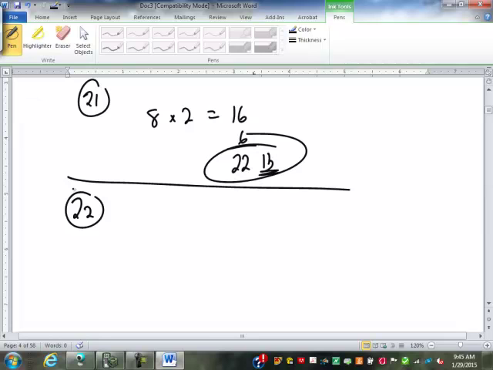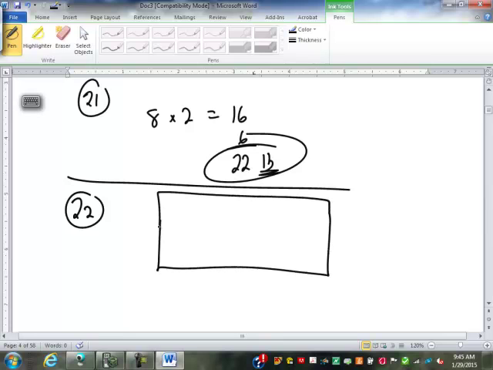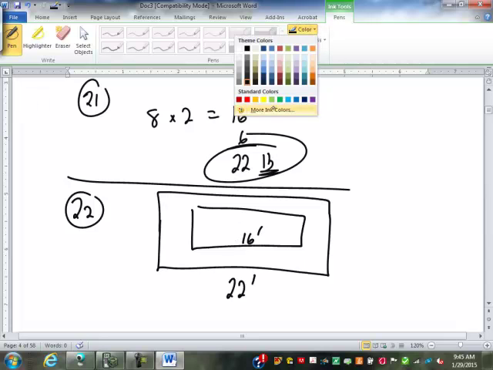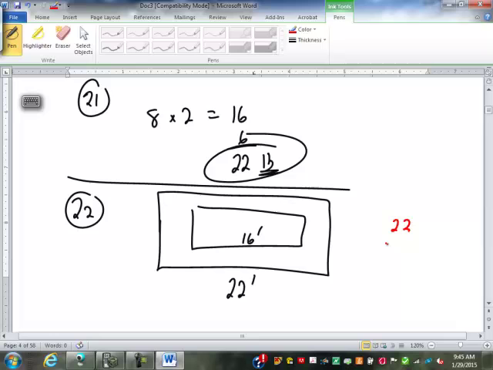22. The garage is 22 feet long. The camper is 16 feet long. If it is centered, what is the clearance on each end? Well, 22 minus 16 is 6 feet. If half of that goes to each end, it'll be 3 feet on each end.